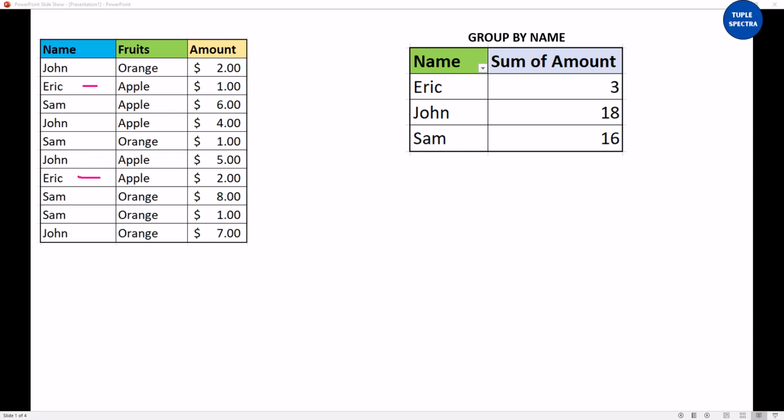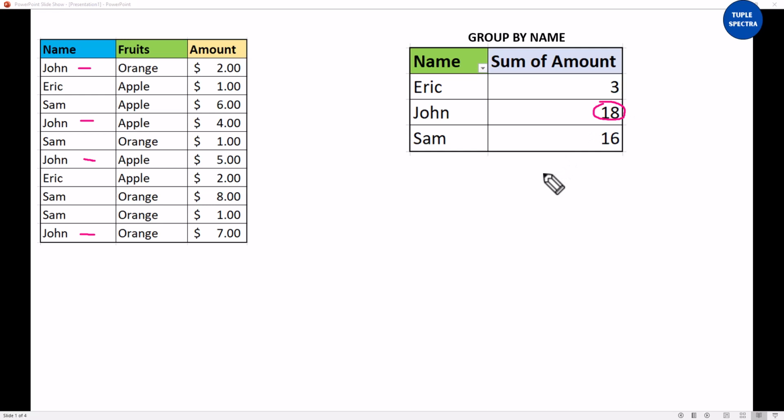What about John? Let's take a look at John as well. This is John, this is John, this is John, and this is John. John spends $2 plus 4, that is 6, plus 5, that is 11, and plus 7, that is 18. That is why you see 18 here. I hope you get that right now.